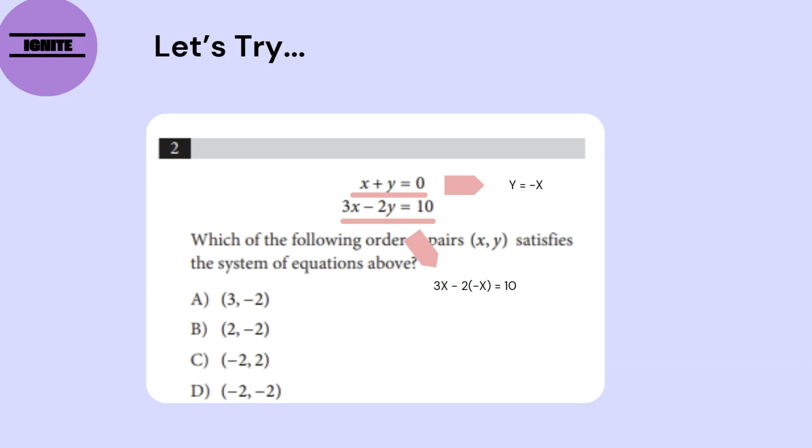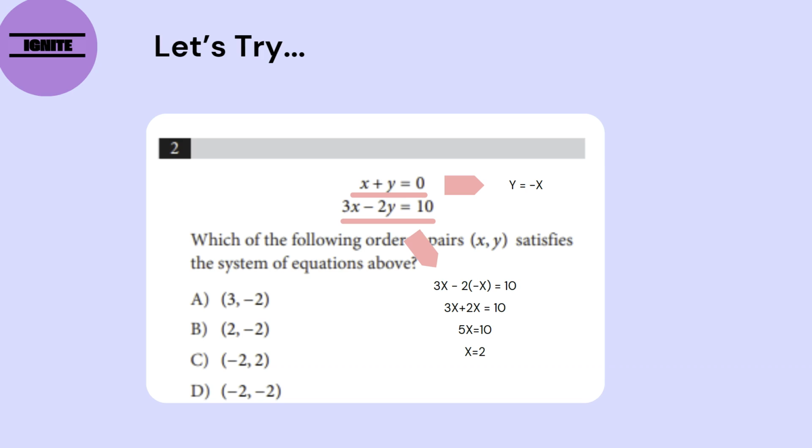3x minus 2 times negative x equals 10. And now that we have everything in one variable, this will become very easy to solve. We have 3x plus 2x equals 10. We keep on reducing and simplifying, and then we get 5x equals 10. And we finally have x equals 2.